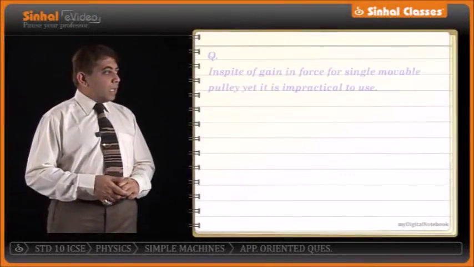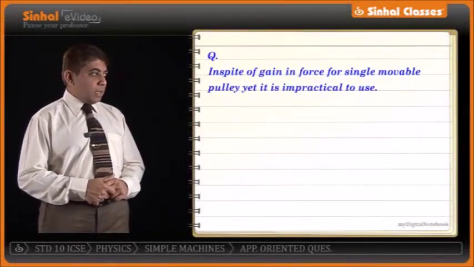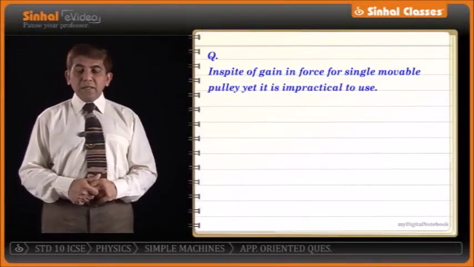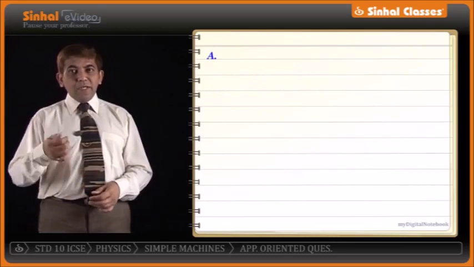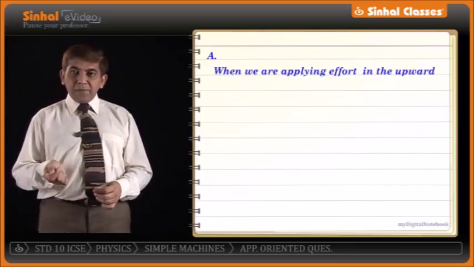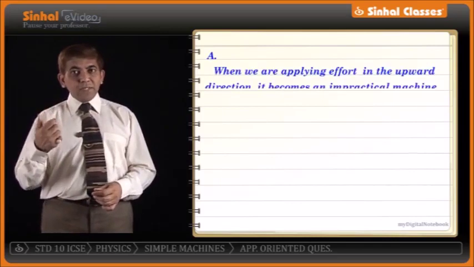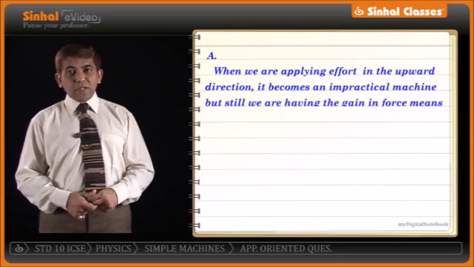Second one, in spite of gain in force for a single movable pulley, yet it is impractical to use. While starting the single movable pulley, I did tell you that we are applying the effort in the upward direction. When we are applying effort in the upward direction, it becomes an impractical machine. But still we are having the gain in force.